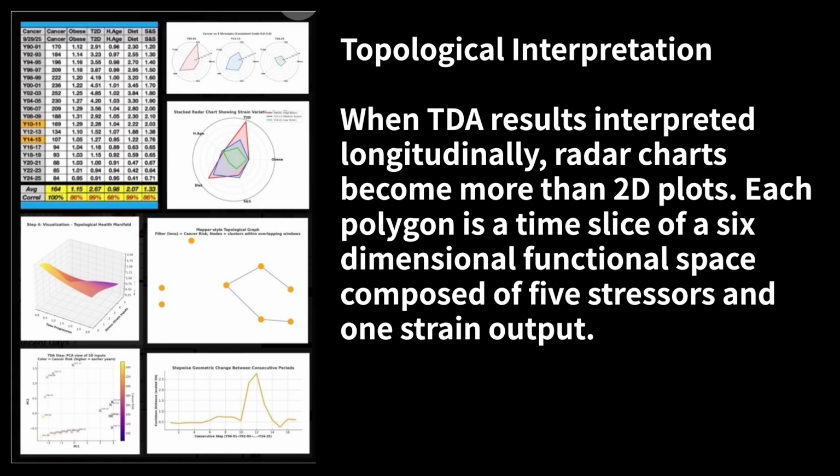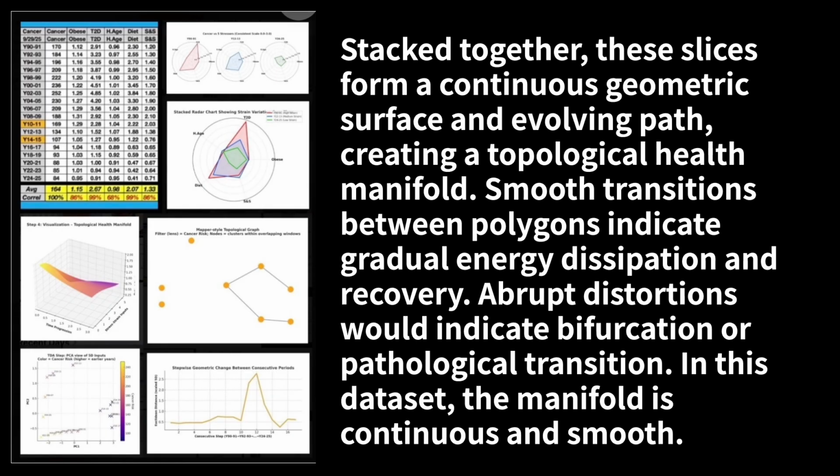Topological interpretation. When TDA results are interpreted longitudinally, radar charts become more than 2D plots. Each polygon is a time slice of a 6-dimensional functional space, composed of 5 stressors and 1 strain output. Stacked together, these slices form a continuous geometric surface and evolving path, creating a topological health manifold.